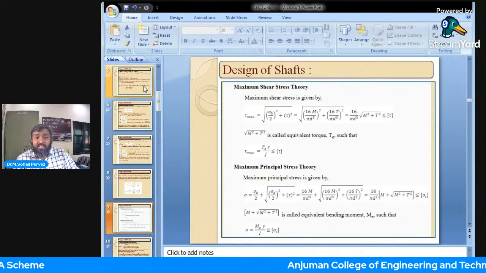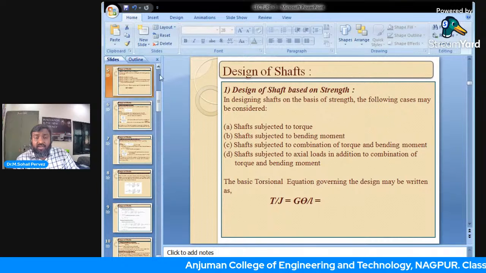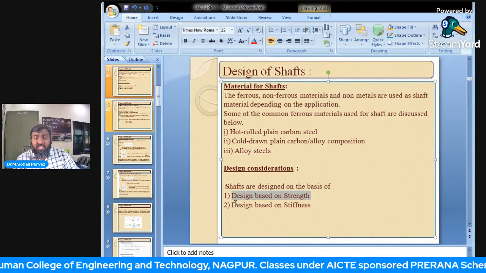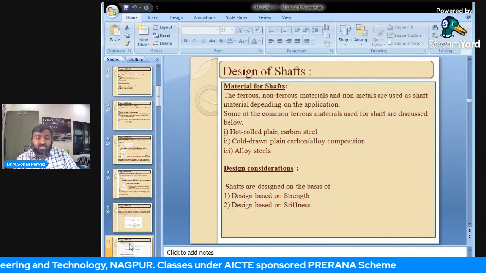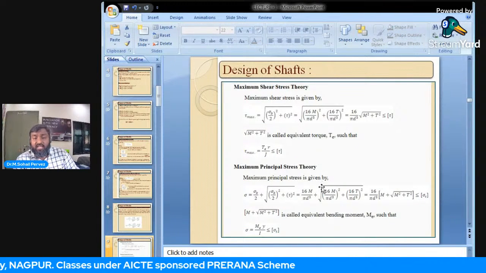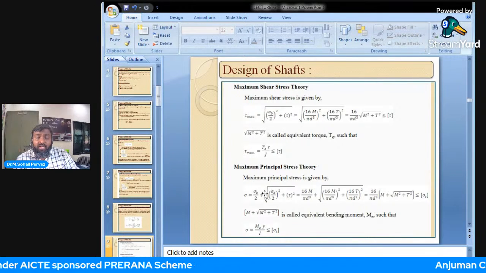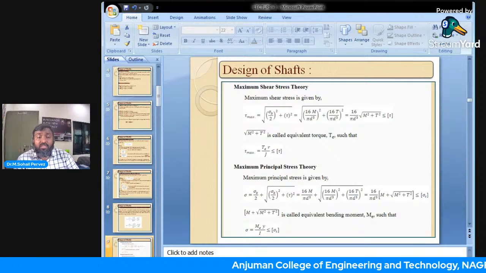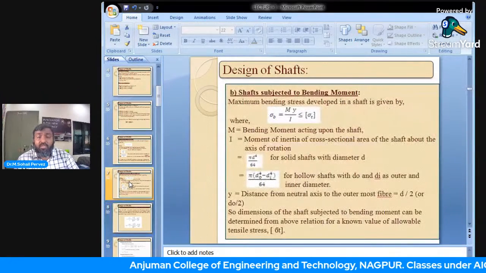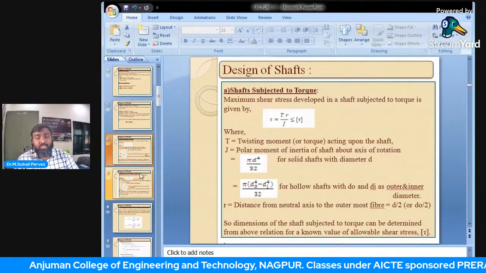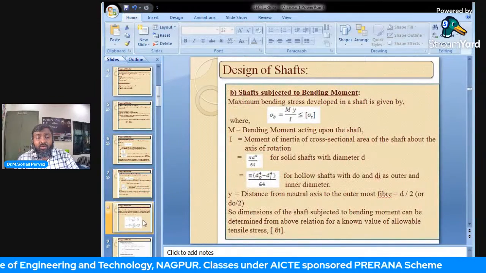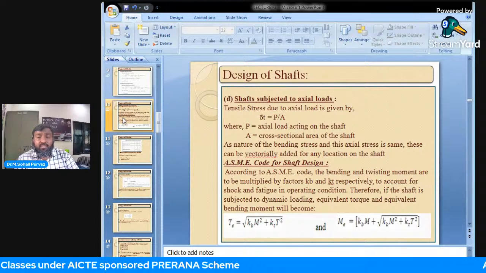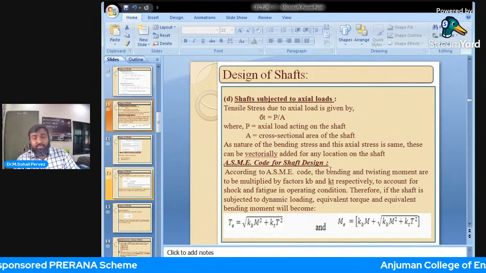I hope you are getting the basic element, that is the shaft. Design of shaft is based on two criteria: design of shaft based on torsional strength and design of shaft based on stiffness. So this is how the shafts are designed, based on both the twisting moment and bending moment. Previously it was based on bending, and then it was based on twisting alone, bending alone, combined twisting and bending. The next, shaft subjected to axial load.